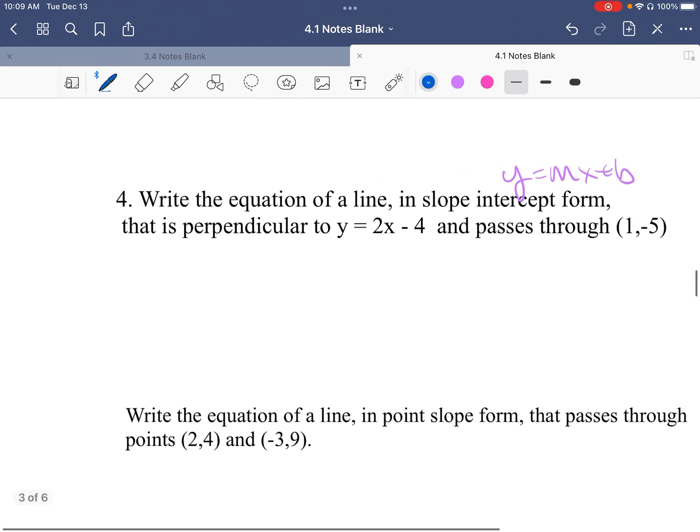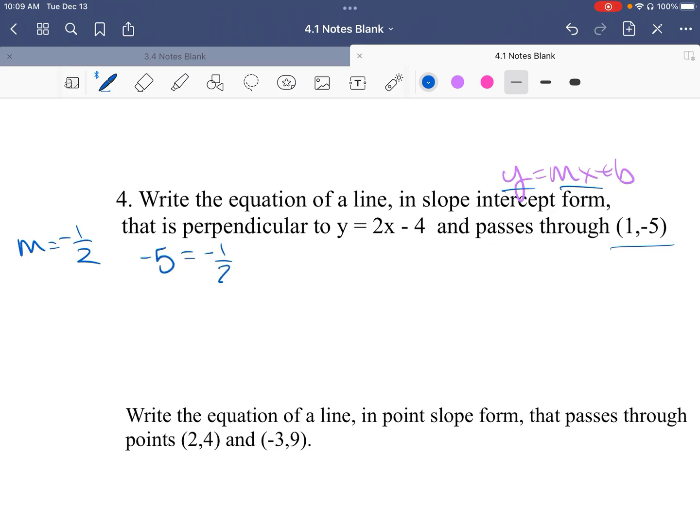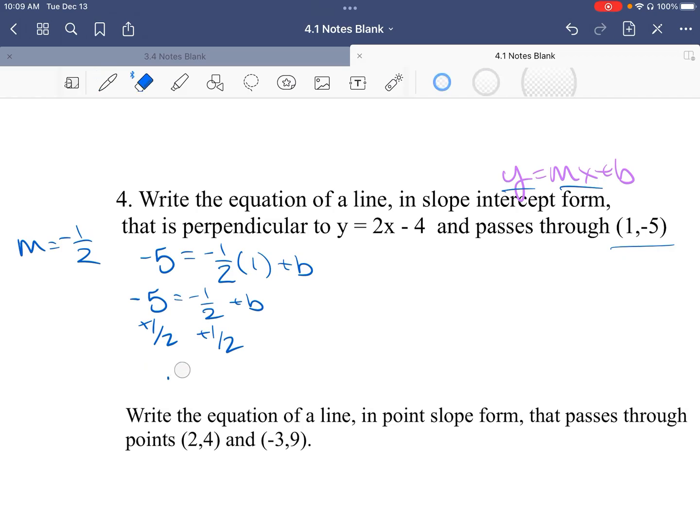So write the equation of the line in slope-intercept form, so y equals mx plus b, that is perpendicular to the following line and passes through a point. So when a slope is perpendicular, it is the negative reciprocal. So our slope is negative 1/2. And we've got a point.